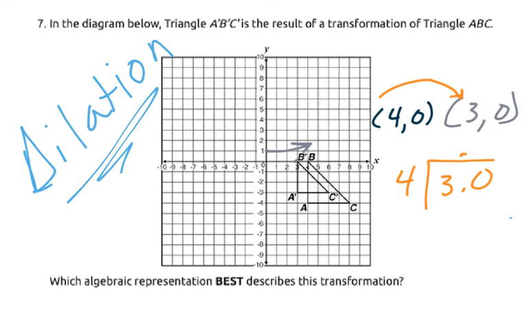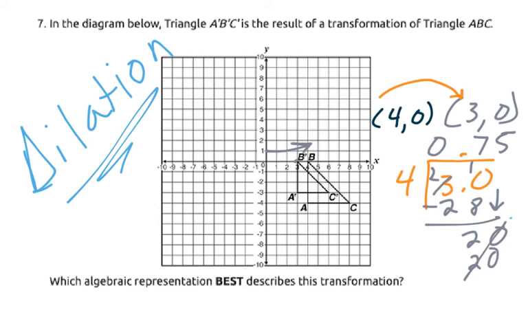Does 4 go into 3? No. Does 4 go into 30? Yeah, 7 times. That's a bad 7, I apologize. 4 times 7 is 28. And we can subtract away here, borrow over, 10 minus 8 is 2. Bring down a 0 makes it 20, and 4 goes into 20 5 times. 4 times 5 is 20, so it's 0.75. So the dilation is by 0.75.